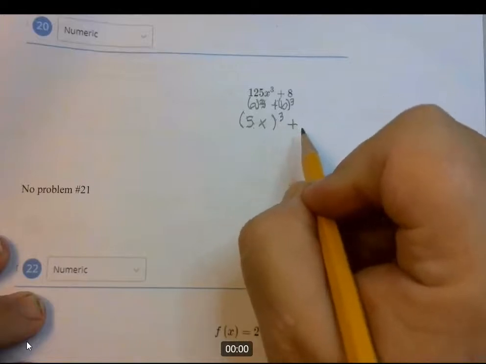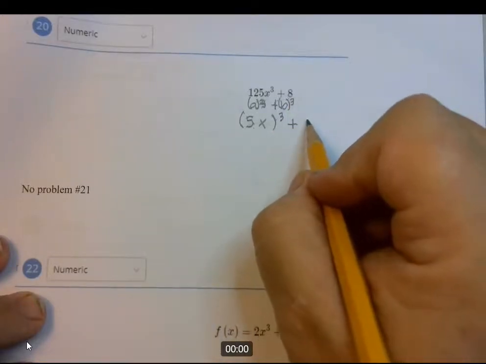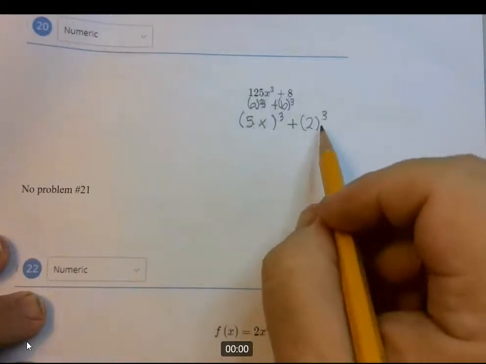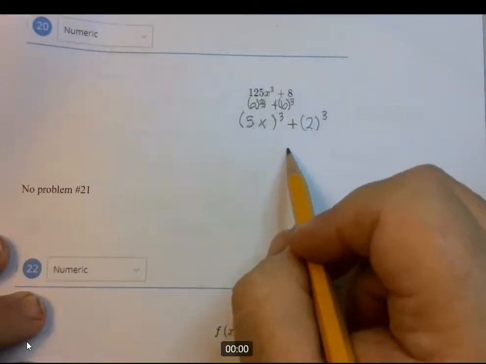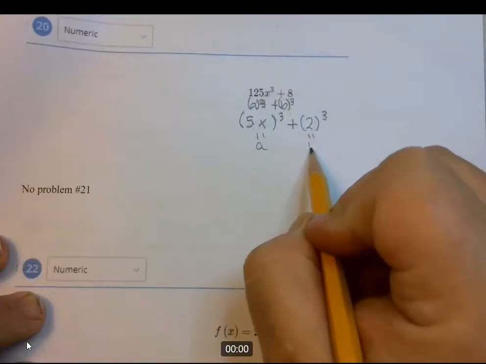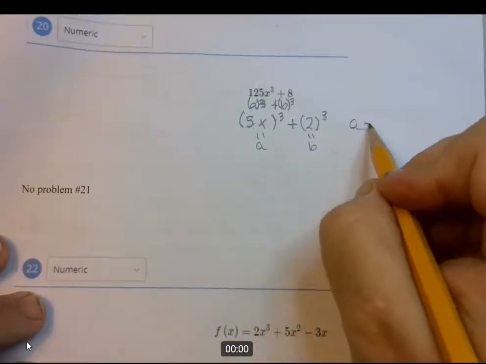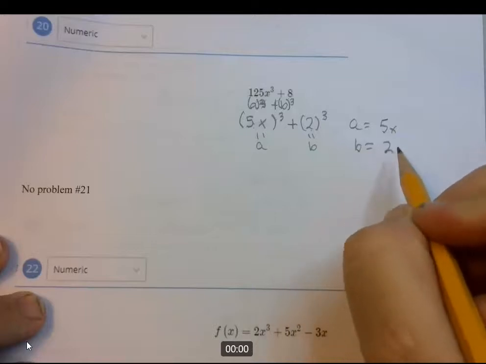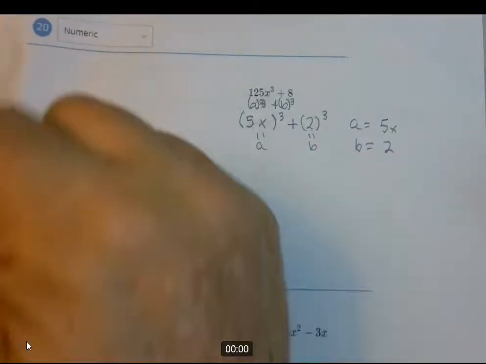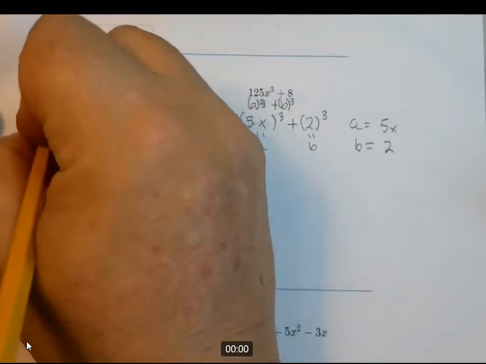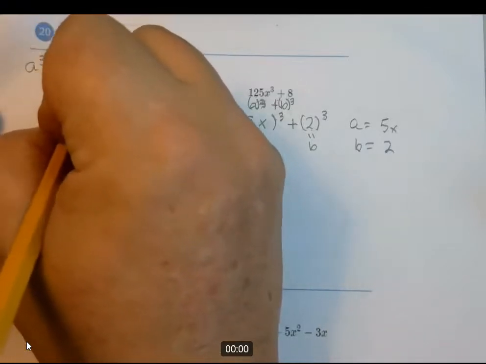Plus, okay, 2 cubed gives us 8, so that's 2 to the third power. That's cubed. That's 8. So here's the a right there, and here's the b right there. So a equals 5x, b equals 2. So here's the formula again. See if you remember it. It's a cubed plus b cubed equals a plus b.